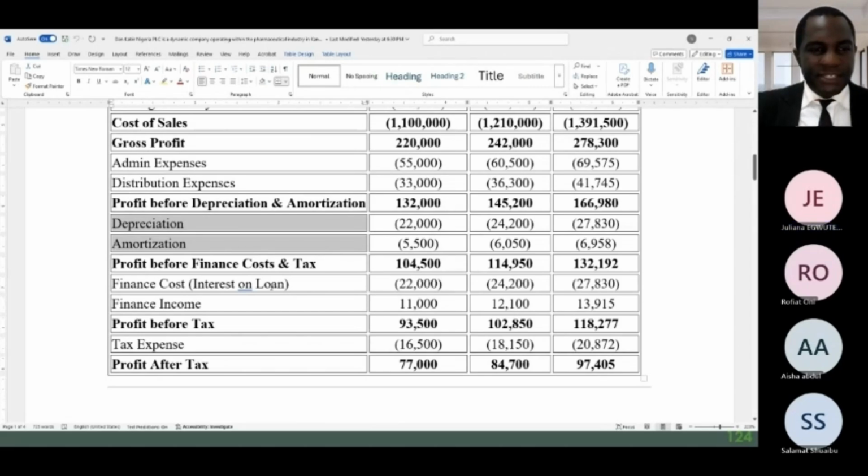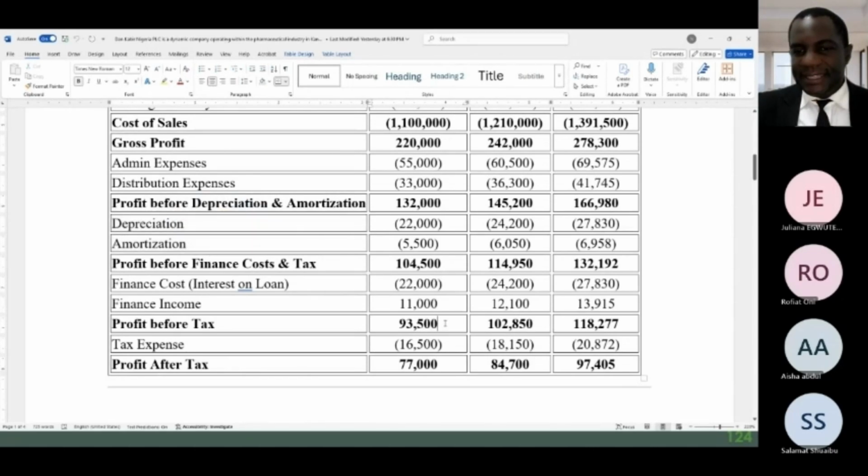Yeah, so why I didn't pick it is because the depreciation and amortization has been deducted. So 93,500 is not the actual amount for your profit before interest and taxes. I'm talking about 2020. From a calculation, we could have just picked profit before amortization and depreciation, which is 132,000, which you calculated.